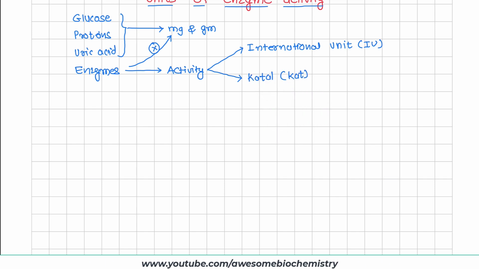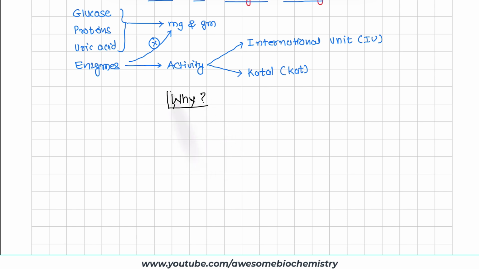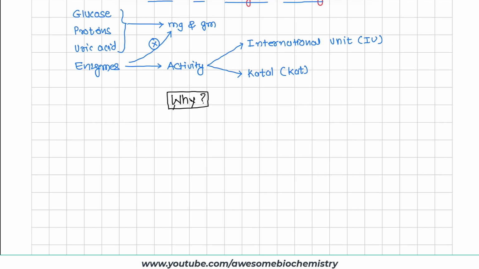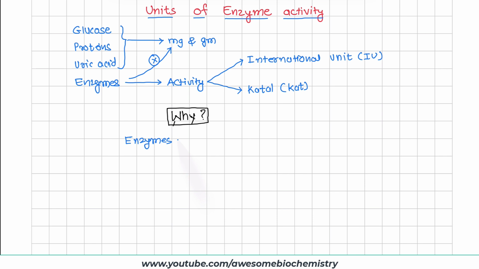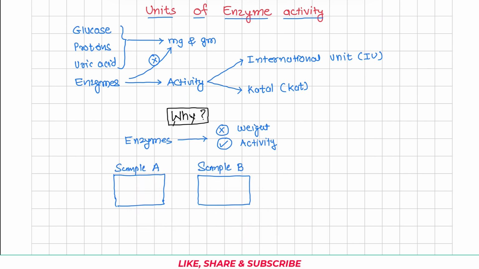So, the first question arises: why do we measure enzymes differently, in terms of activity and not in terms of weight? The answer is simple. In case of enzymes, what we measure is not how much the enzyme weighs, but how well it works, and that is activity. Let's try to understand this with the help of an example. Suppose we have two samples of the same enzyme, sample A and sample B. Both weigh equal, let's say 10 gram. But sample A contains mutated and structurally altered enzyme, whereas sample B contains properly functional normal enzyme.